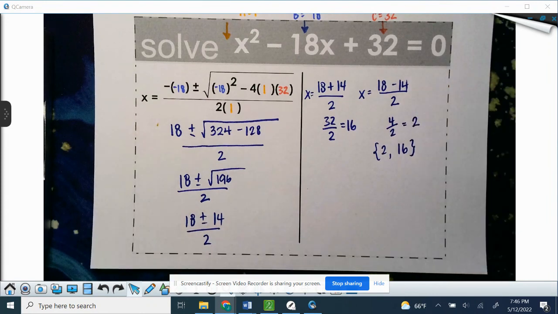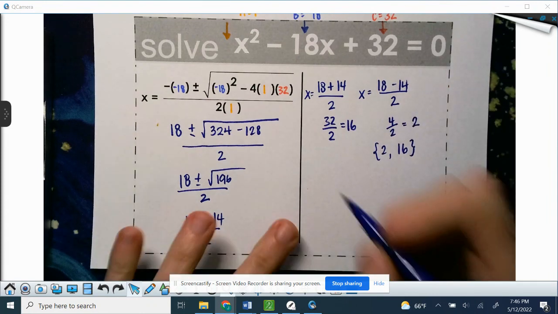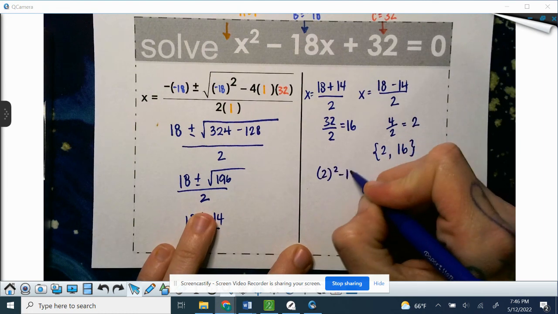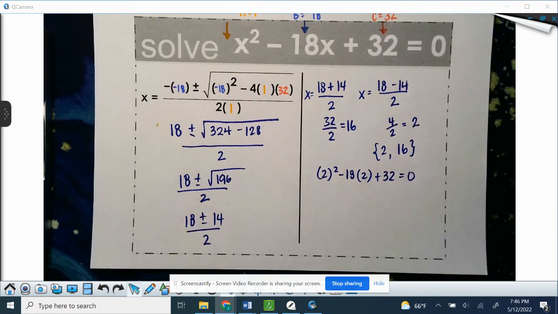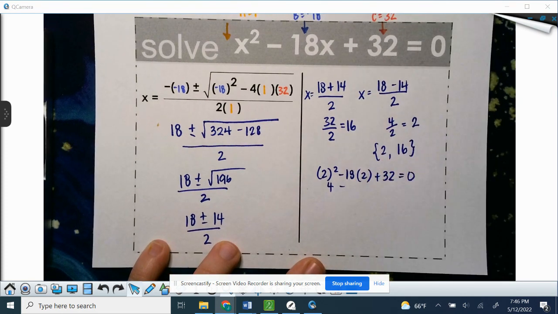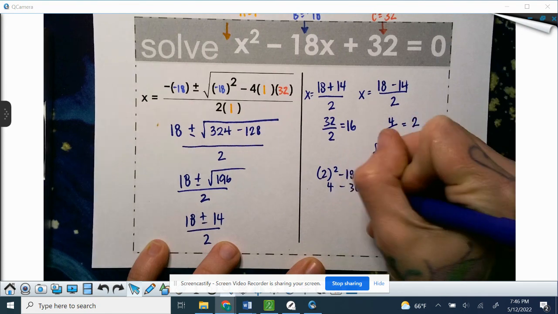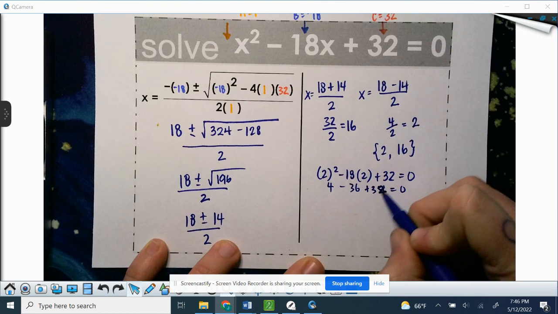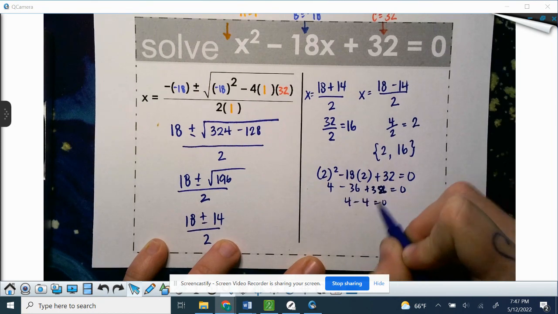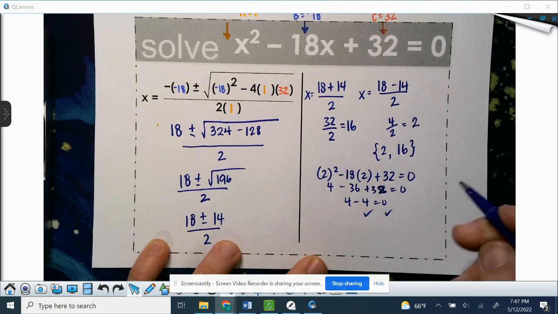You can plug that back in to try it. So 2 squared minus 18 times 2 plus 32 equals 0. Because again, your solutions, x-intercepts, roots, and zeros, the x-intercept is saying that when this value is x, the y value is 0. So when we plug it in, we should end up with a 0. So 2 squared is 4 minus 36 plus 32 equals 0. So that's 4 minus 4 equals 0. It does indeed. 0 is 0. So great job on that one.